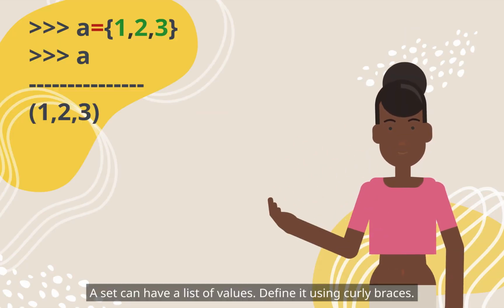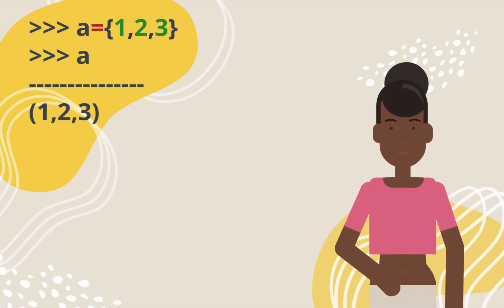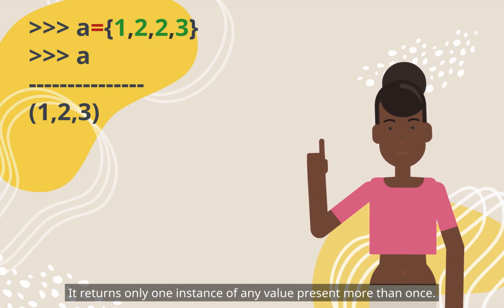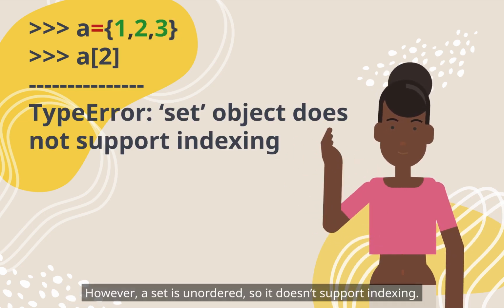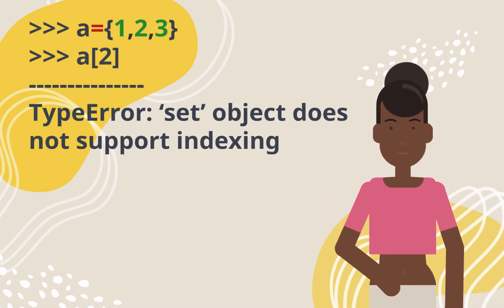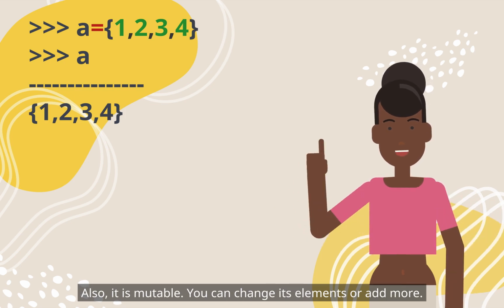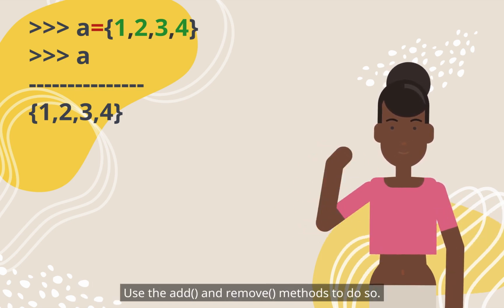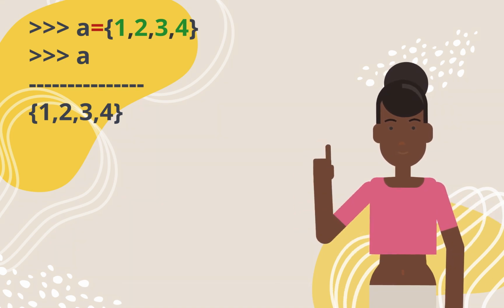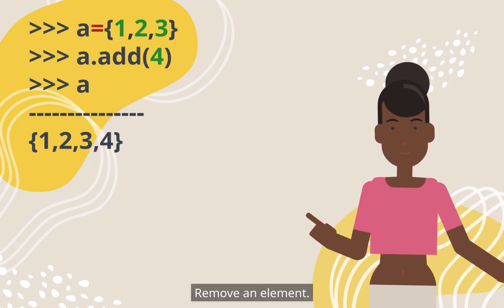A set can have a list of values. Define it using curly braces. It returns only one instance of any value present more than once. However, a set is unordered, so it doesn't support indexing. Also, it is mutable. You can change its elements or add more. Use the add and remove methods to do so. Add an element. Remove an element.